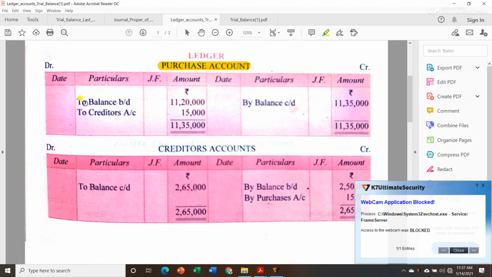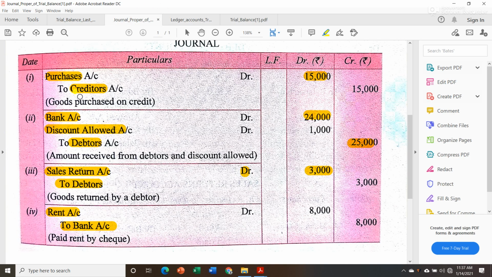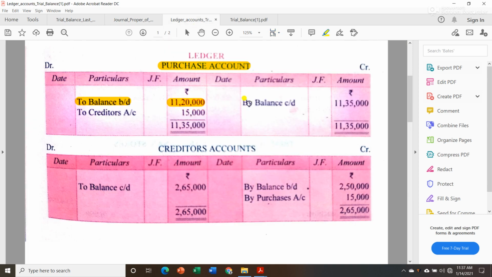In the ledger, first we will write to balance brought down 11,20,000 because it is showing a debit balance, so we write it on the debit side. Then you come to the journal transactions. Since we have the creditors account, on the credit side we will write to creditors account 15,000. Since we don't have any other amount on the credit side, altogether this 11,35,000 will come in here as by balance carried down. So we got a debit balance of purchases account of rupees 11,35,000. This we will discuss later, but as of now let us focus on the ledger accounts.